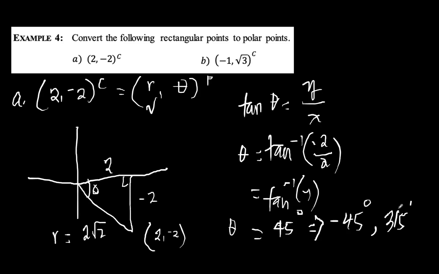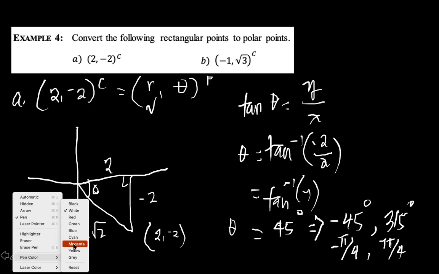315 degrees. Or this is negative pi over 4, or pi over 4, 8, that's pi over 4, 7 pi over 4, correct? 7 pi over 4. Let me check. Yeah, 7 pi over 4. Okay, so our point now is in polar form.